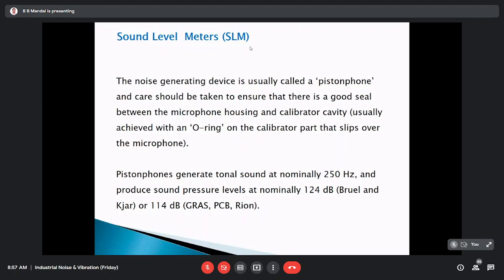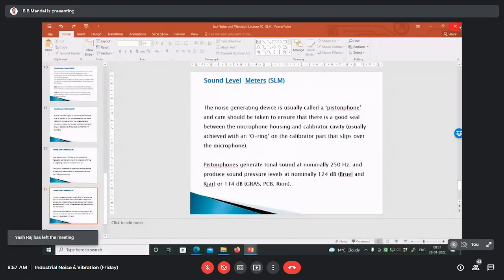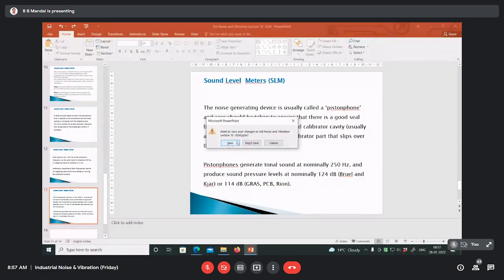In the next class, I will start with the calibration, and then we'll quickly see the sound level meters and the measurement process before we switch over to the environmental noise chapter and industrial noise control. That part will be starting next week. I'll be sharing all these PPTs.